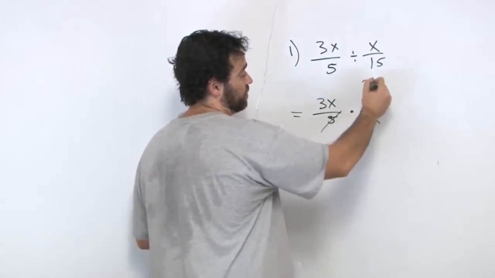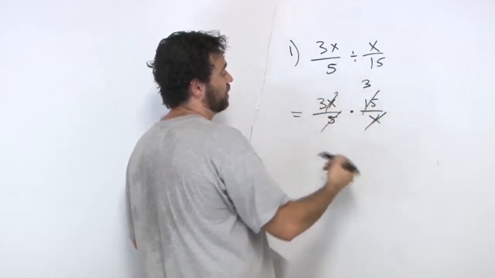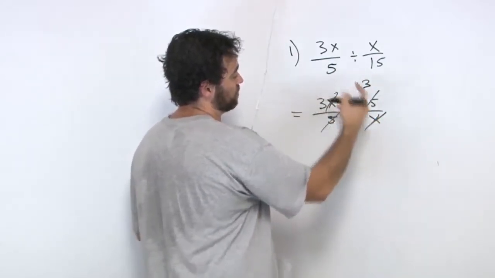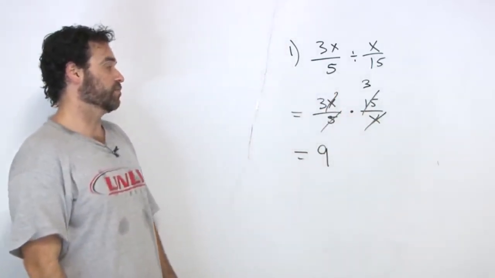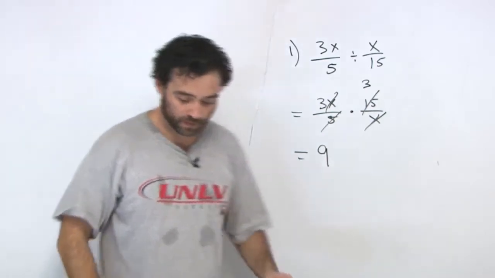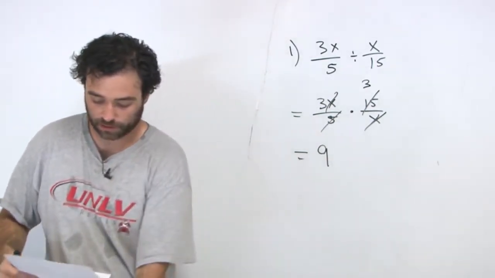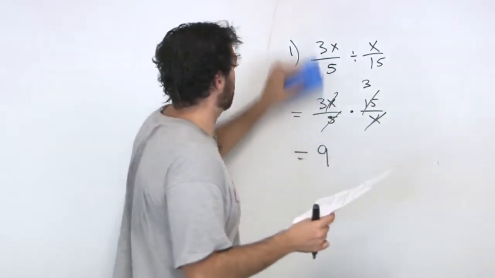5 goes into 15 3 times, x cancels. What am I left with? 3 times 3. The whole thing is just equal to 9. Nice number 9. Very good problem. Okay? Let's do some more of these. Practice, like I keep saying, practice, practice, practice.